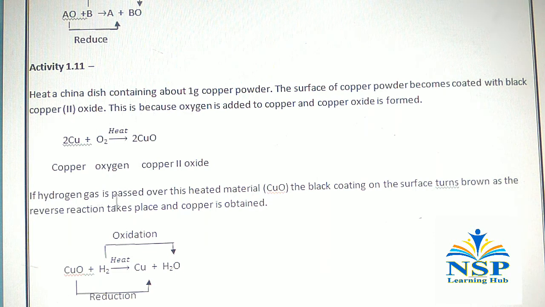If hydrogen gas is passed over the heated material, copper oxide, the black coating on the surface turns brown as the reverse reaction takes place and copper is obtained. Copper oxide plus hydrogen, after heating, gives copper plus water. Copper oxide reduces to copper and hydrogen, after oxidation, gives water.